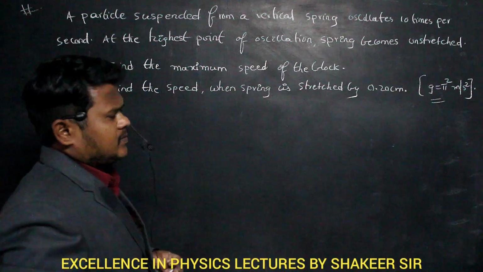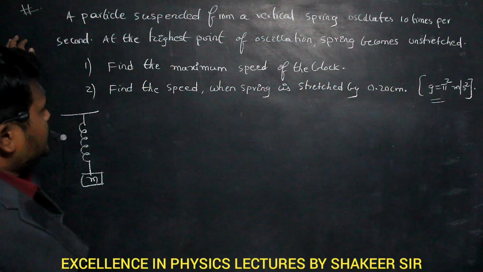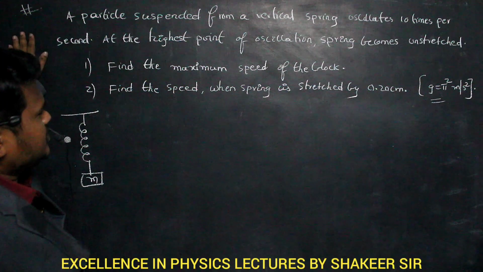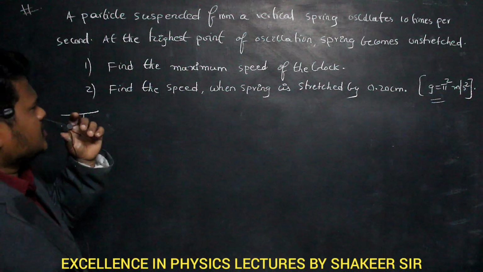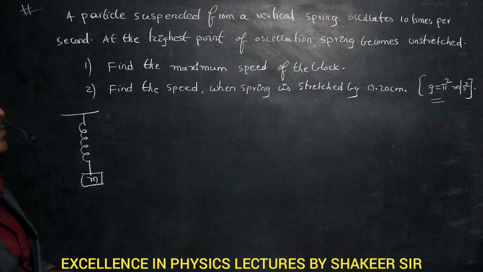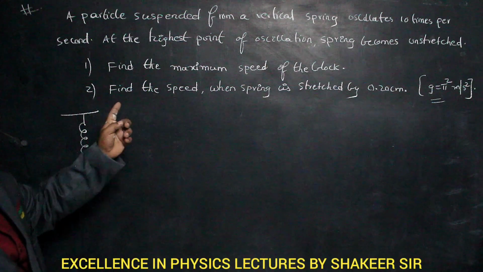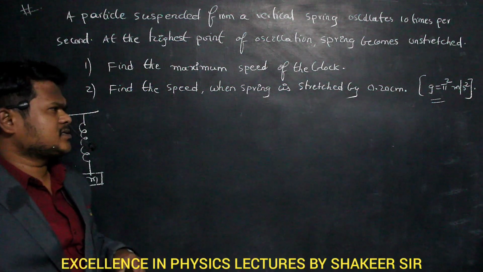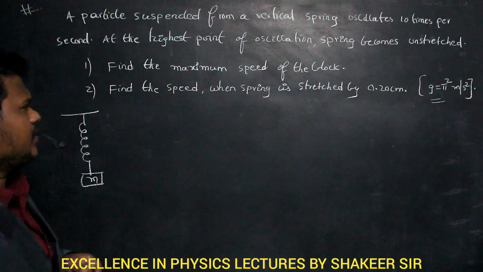Dear students, now let us see this question. A particle suspended from a vertical spring oscillates 10 times per second. At the highest point of oscillation, the spring becomes unstretched. Find the maximum speed of the block, and find the speed when the spring is stretched by 0.2 centimeters. That is the question. Clear?